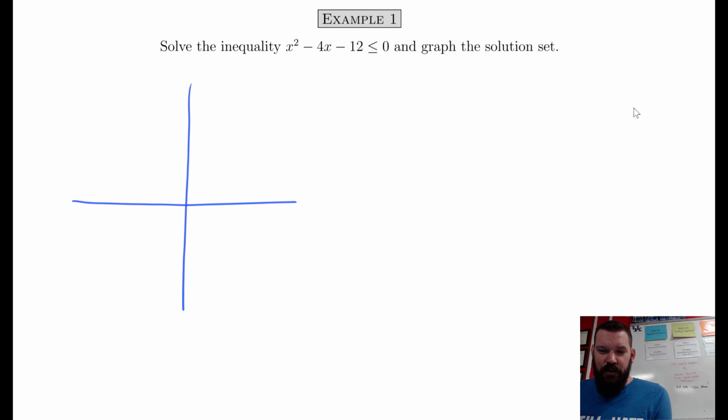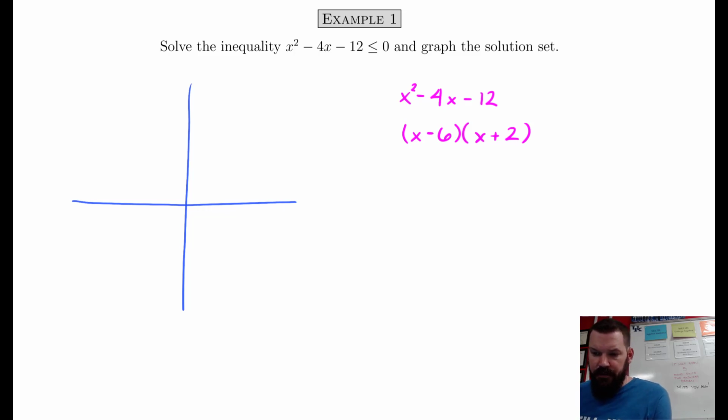We will look at example 1. Solve the inequality x squared minus 4x minus 12 is less than or equal to 0. And what we can do with that is treat that just like a regular inequality. Let's first factor the quadratic side of the inequality. We have x squared minus 4x minus 12. We know that will factor into x minus 6 and x plus 2.